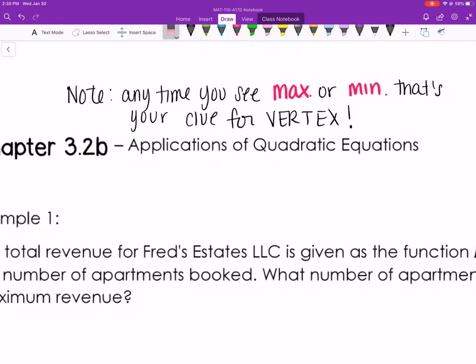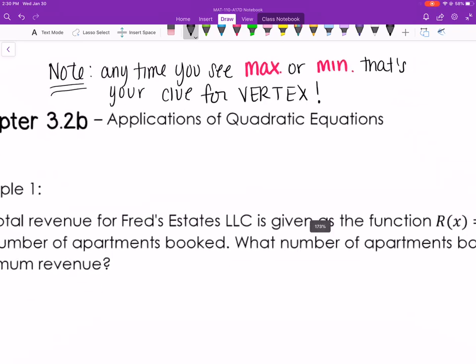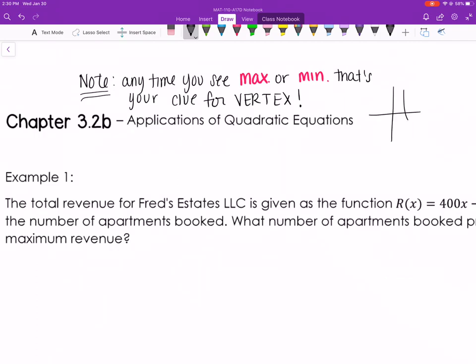Alright guys, so this is the first video from 3.1b. This deals with example 1 and 2. Something to make note of: anytime you see the words maximum or minimum, or maximizing profit, minimizing cost, that is your clue that you are finding something to do with the vertex. Because if you think of my parabolas, here is my minimum value, which would be minimizing cost, or here is my maximum value, which would be maximizing efficiency, maximizing number of workers, whatever the case may be. Both of those are happening at the vertex.